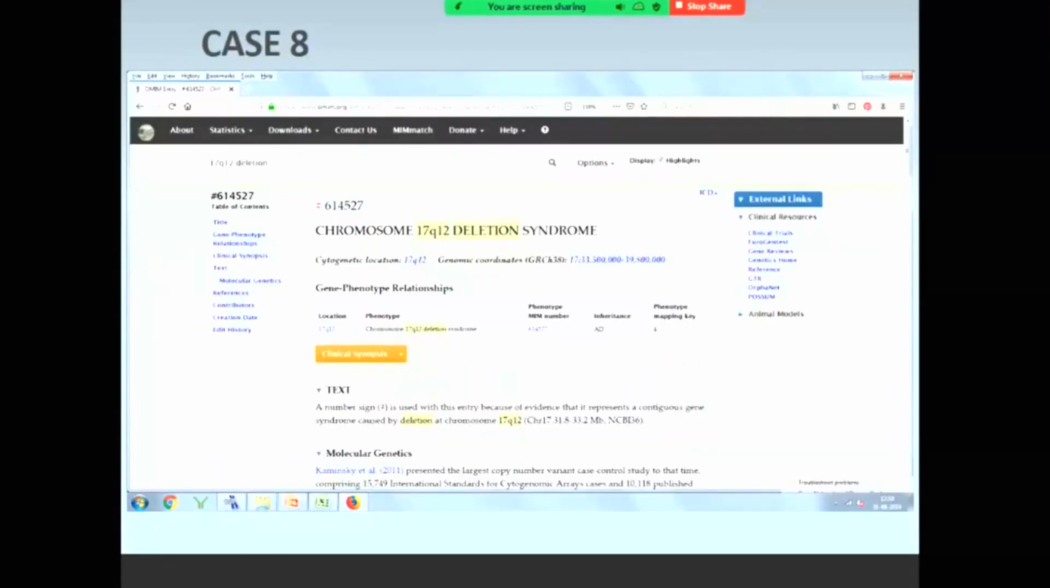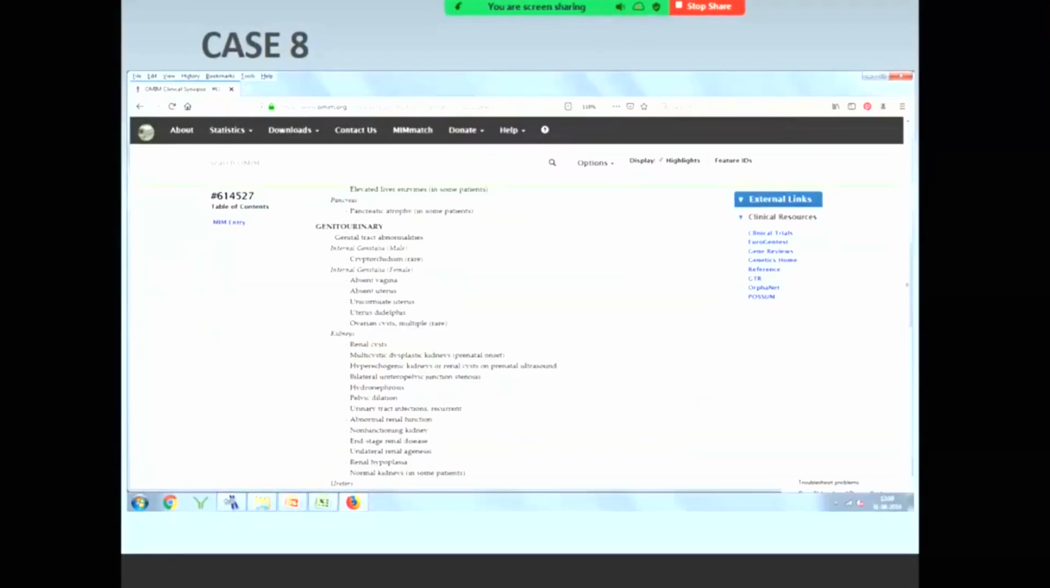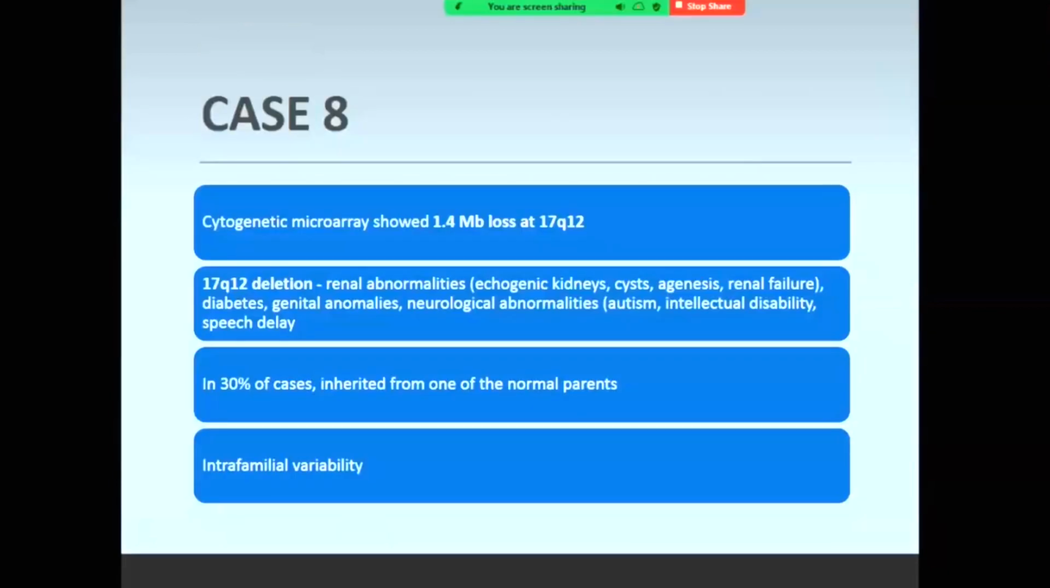Coming to OMIM, here we see an entry that is 17q12 deletion syndrome. Then we see the phenotype. This particular abnormality can have genital tract abnormalities. There can be renal cyst, multicystic dysplastic kidney. There can be genital malformations also. In other cases, there can be neurological abnormalities such as autism and intellectual disability. And it has been seen that in around 30% of cases, it is inherited from one of the normal parents. So there is an intrafamilial variability.